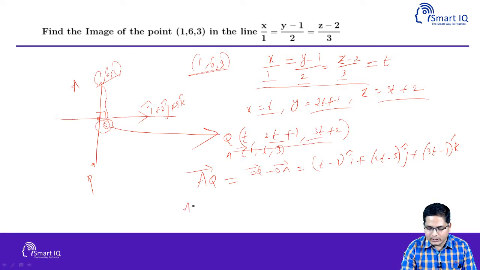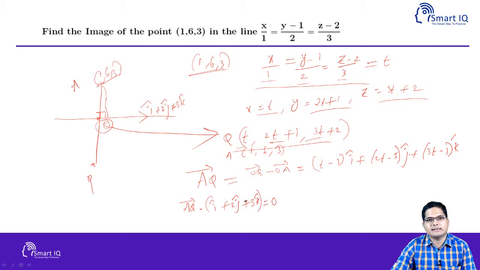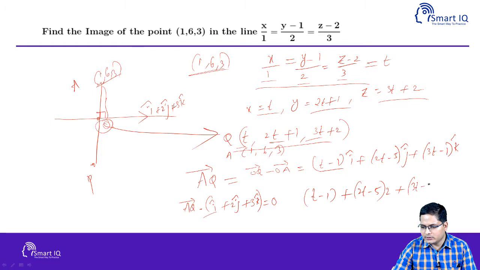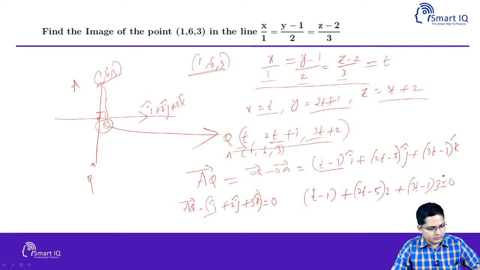So now we write AQ vector dot (i cap plus 2 j cap plus 3 k cap) is equal to 0. How will you take the dot product? Take the corresponding components, the sum of the products. So (t minus 1) into 1, so t minus 1, plus (2t minus 5) into 2, plus (3t minus 1) into 3, this should be 0 because this is the dot product. So let us continue on the next slide.